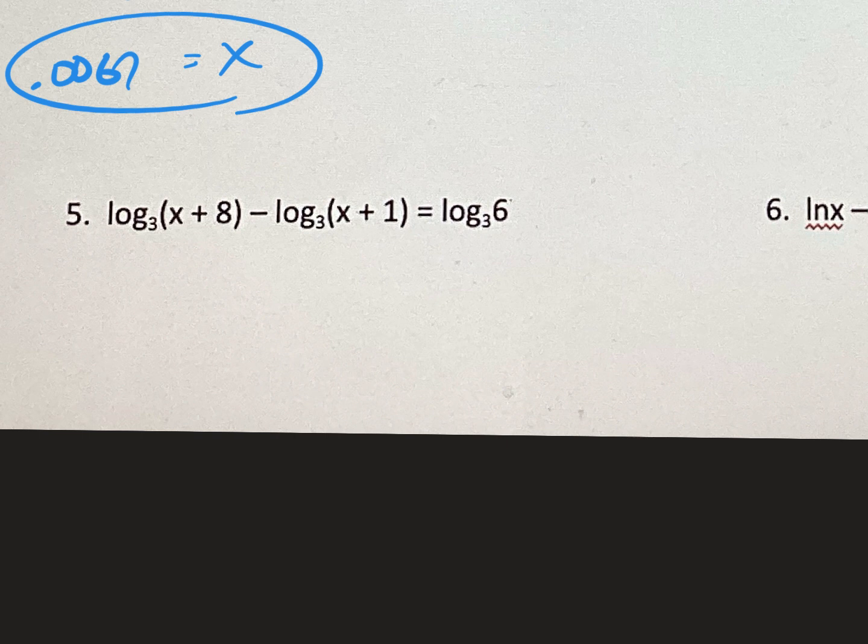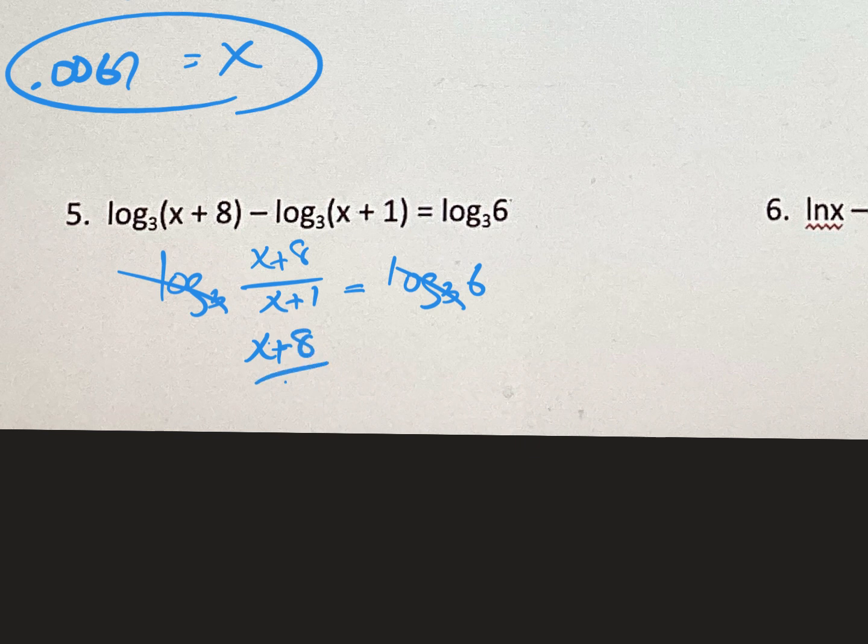Number 5, again, it has subtraction in it. So remember, that means division. So I'm going to say log base 3, x plus 8 divided by x plus 1 equals log base 3, 6. And because you have one log on each side, you can just cancel out those logs. And I get x plus 8 over x plus 1 equals really 6, or 6 over 1.